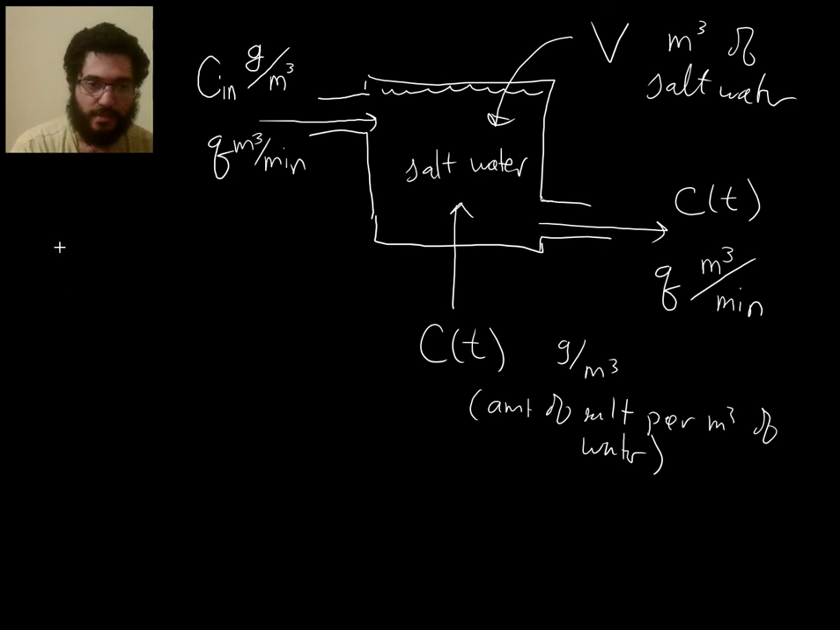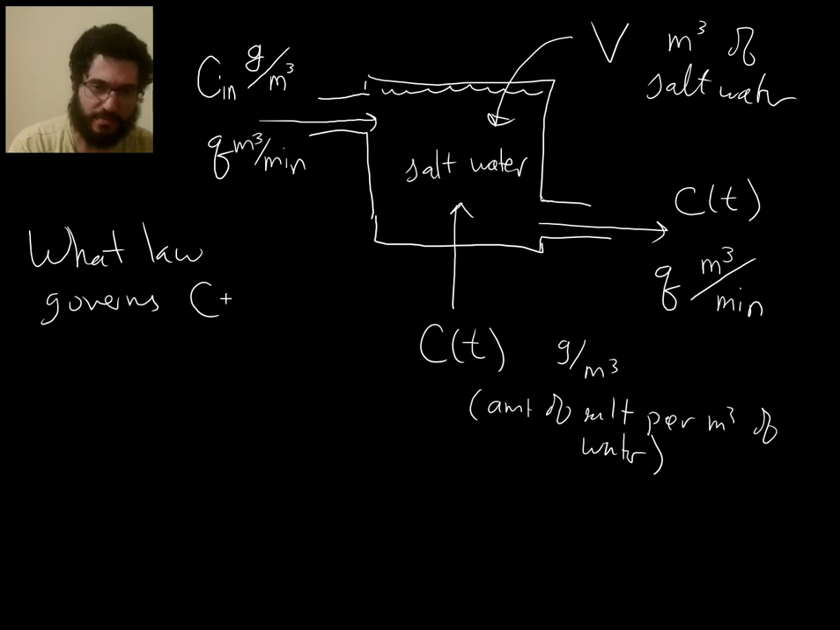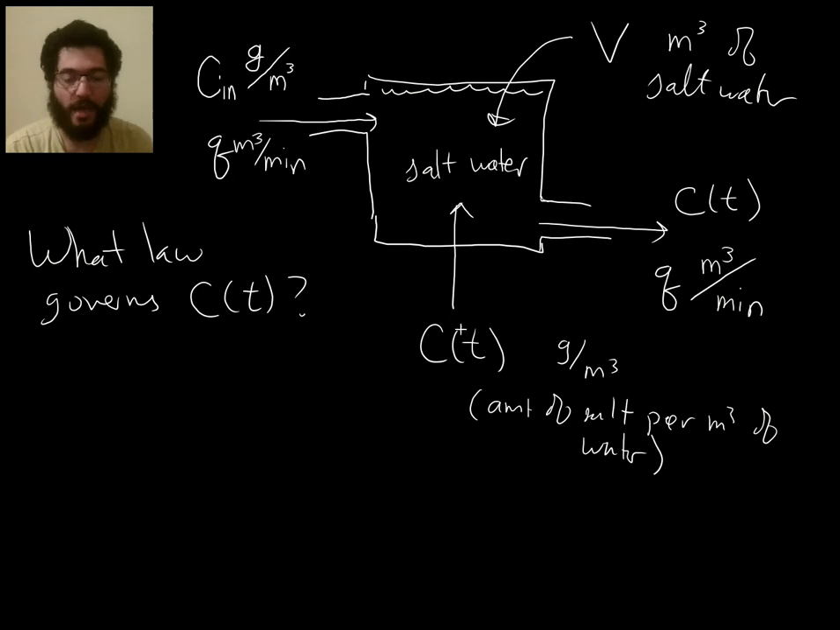Now, what law governs C of T? How does C of T change in time? To get a law that governs how C of T changes in time, you can write down a conservation law. So require that salt be conserved, or something be conserved. One thing you might think of is, I could require that volume be conserved. It should be, right? But that won't get you much. It is conserved simply because the flow rate in and the flow rate out are equal.